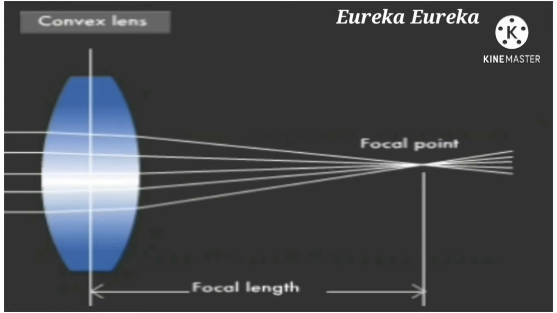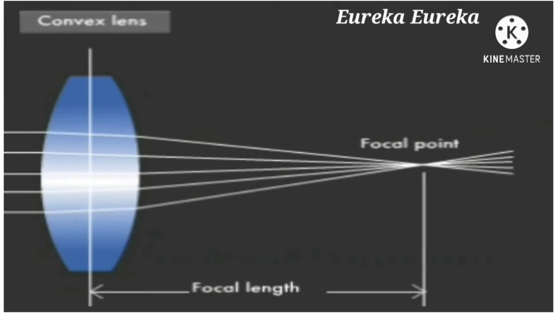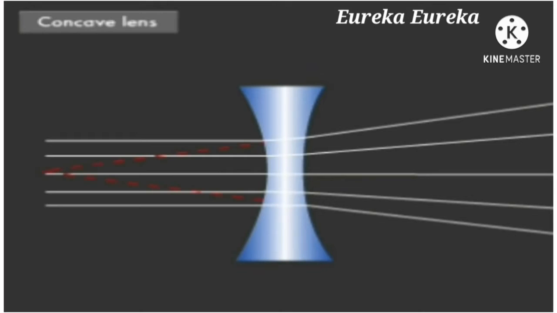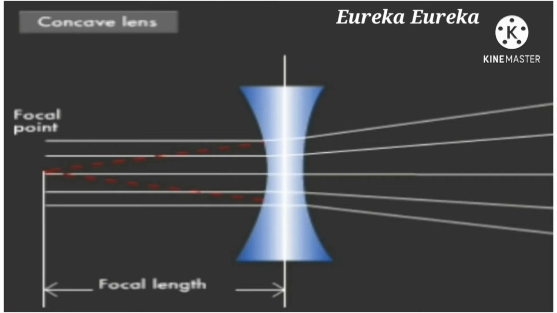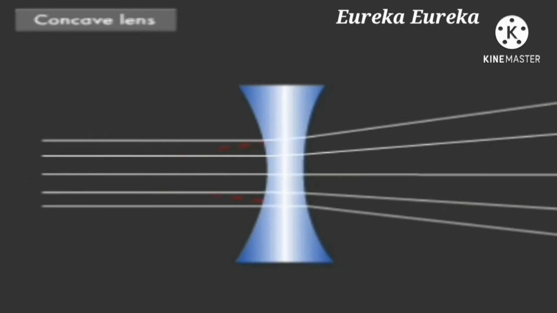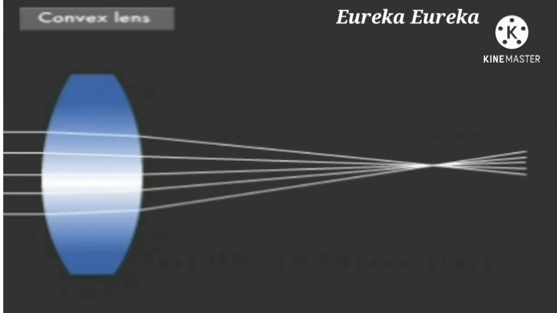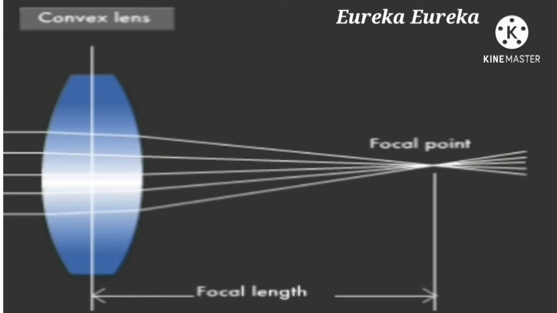Next is the principal focus, which may be defined in terms of a concave lens and a convex lens. When light rays parallel to the principal axis are incident on a convex lens, they converge at a point on the principal axis, and this point is called the principal focus of the lens. Here you can visualize this principal focus.